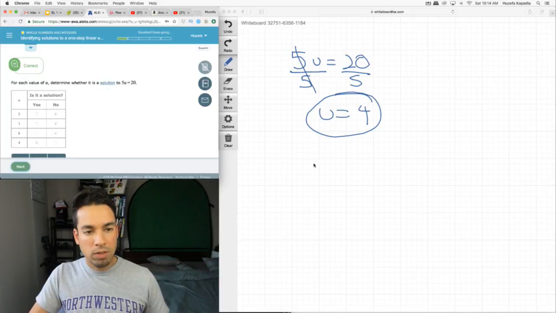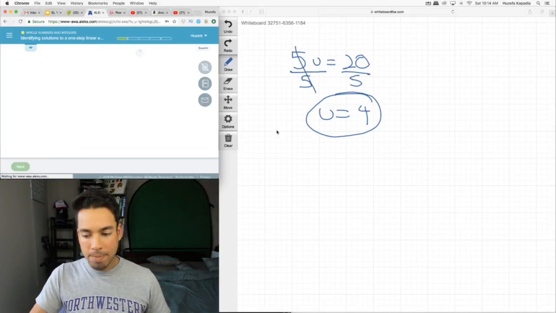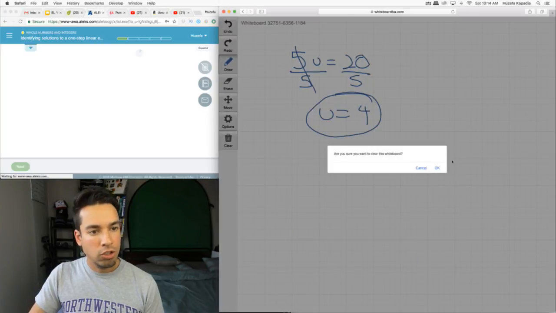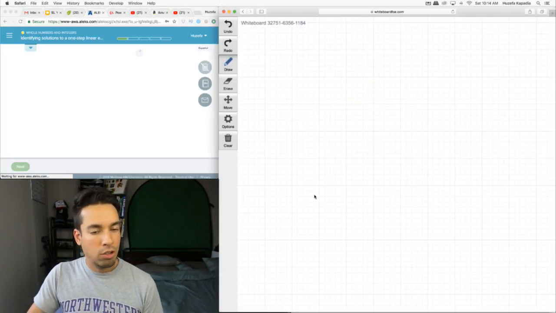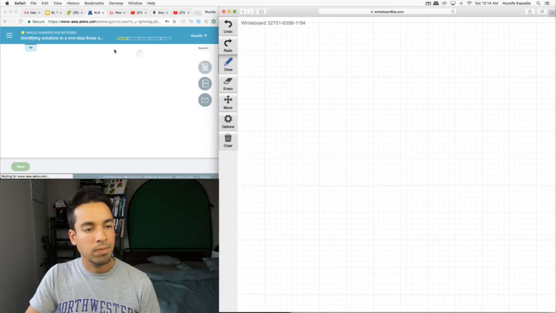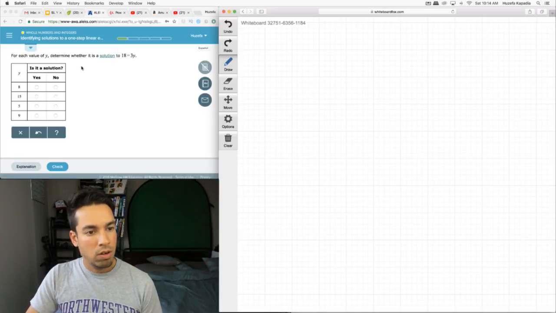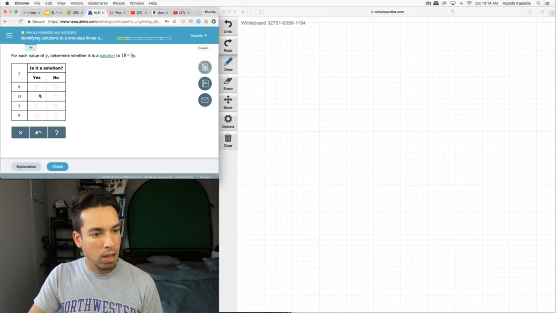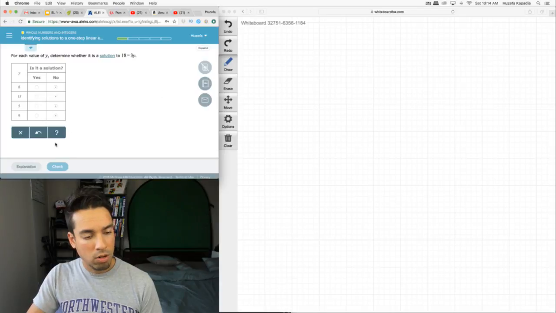All right, I'm going to keep moving on to the next problem. Identifying solutions to a one-step linear equation. And these two I'm going to go through much more quickly. First of all, what's the solution to 18 equals 3y? Well, the solution is 6, right? 3 times 6 equals 18. So none of these are solutions. The only one that would be a solution would be 6. They give 8, 15, 5, 9. All are no good, so I'm saying no to everything.